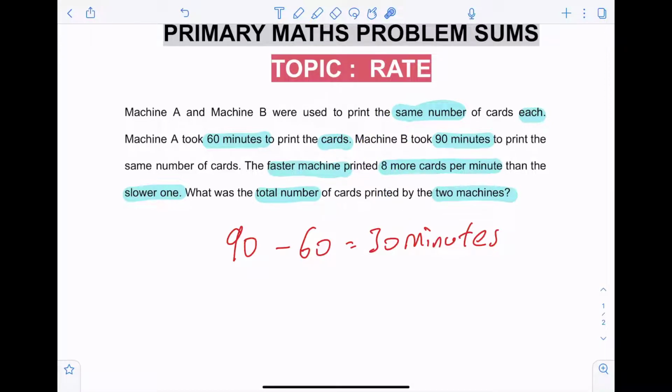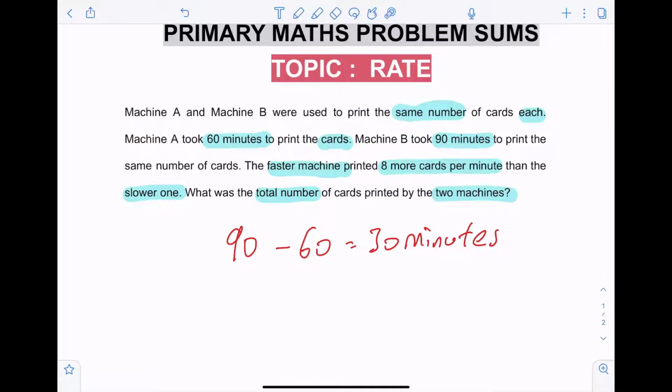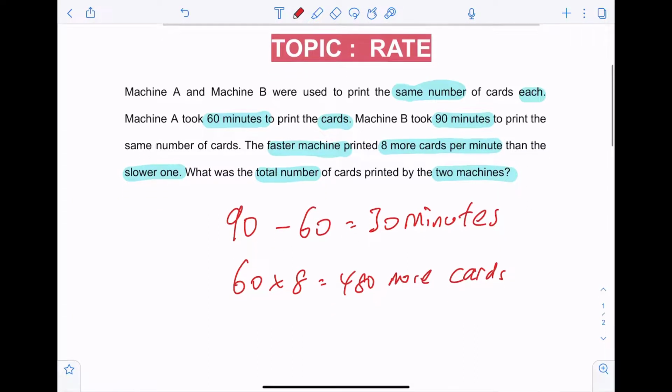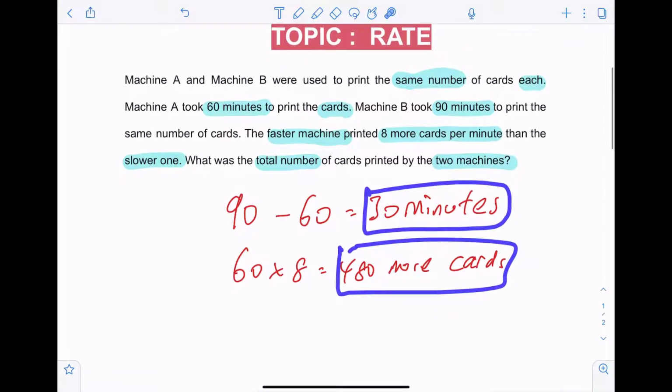Now, it's really because when they were both running for 60 minutes, machine A, 60 minutes, machine B, 60 minutes, machine A was able to print more cards as compared to machine B in that 60 minutes. Why? Because for every minute that you give machine A, it is able to print 8 more cards as compared to machine B. So in 60 minutes, machine A will print 60 times 8, which is 480 more cards as compared to machine B. Now that is why machine B is taking this extra 30 minutes to print the extra cards that it did not manage to print in the first 60 minutes.